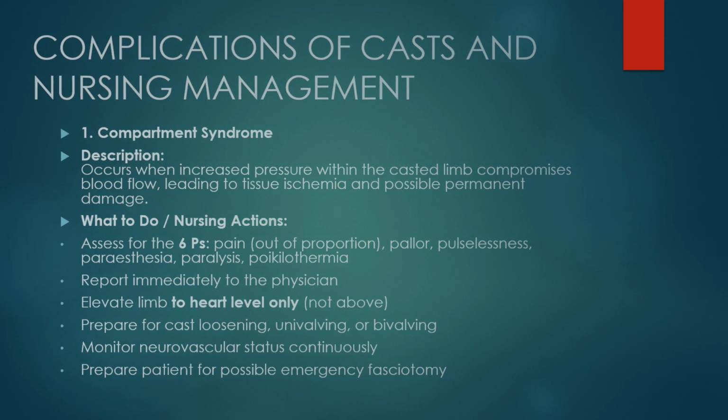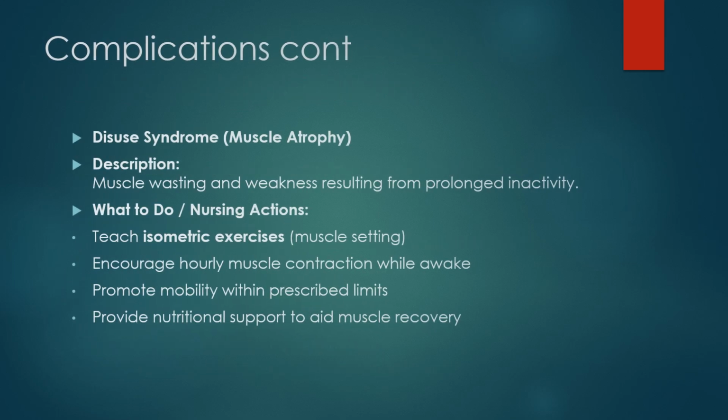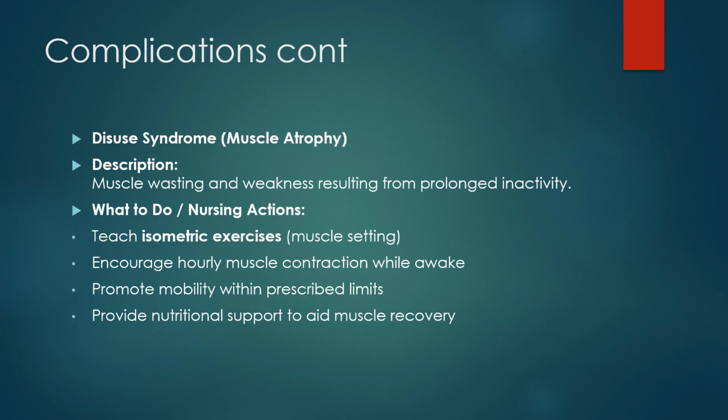The next complication we'll look at is disuse syndrome, which is muscle atrophy. That's also known as muscle wasting, a weakness resulting from prolonged inactivity because the limb is casted. Actually, it won't be used much in activity, especially when you fail to do the needed exercises prescribed for you. So what do you do?